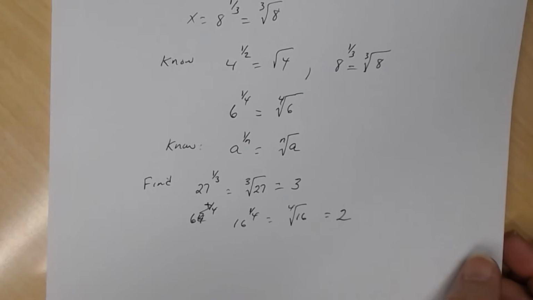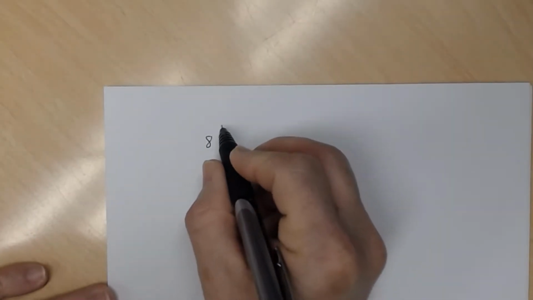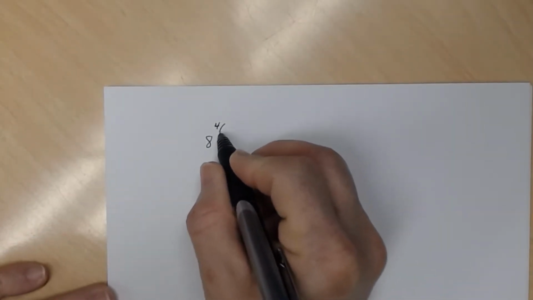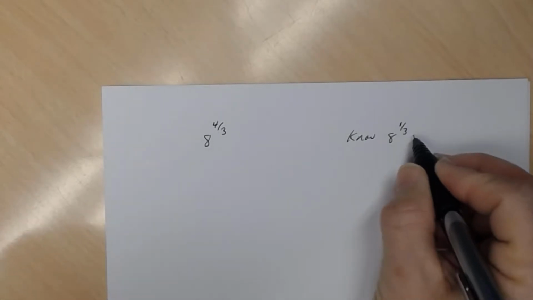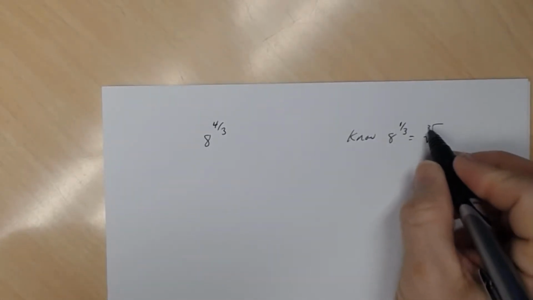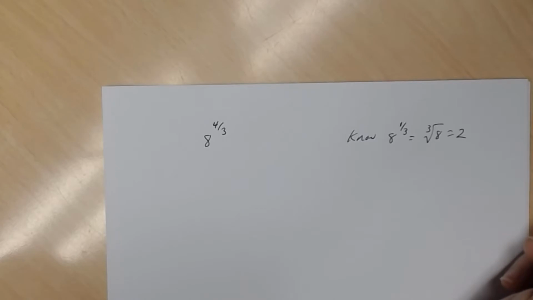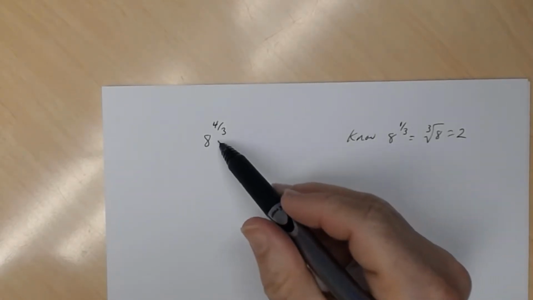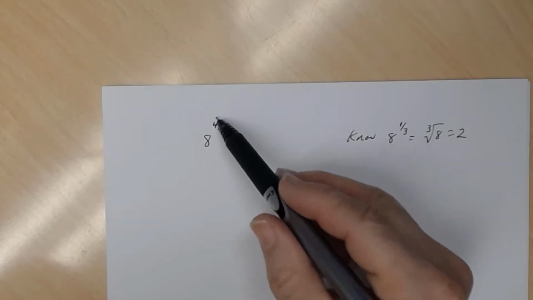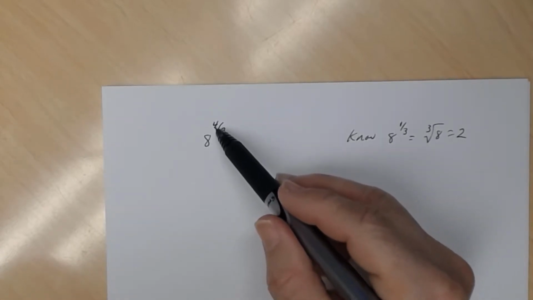All right, now, so that takes care of that part. But what if I had this? Let's say we want to find 8 to the 4/3 instead. We know that 8 to the 1/3 means the cube root of 8, which is 2. But what is 8 to the 4/3? How do I deal with this rational exponent if my numerator is not a 1? In this case, my numerator is a 4.